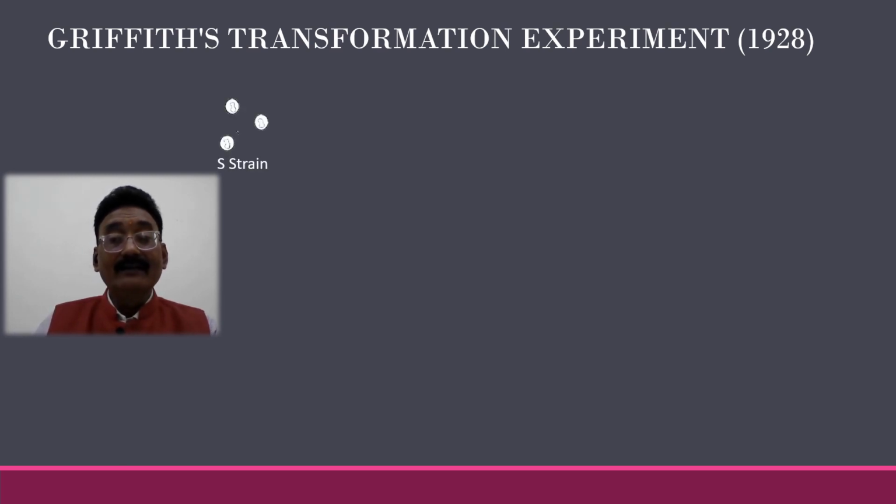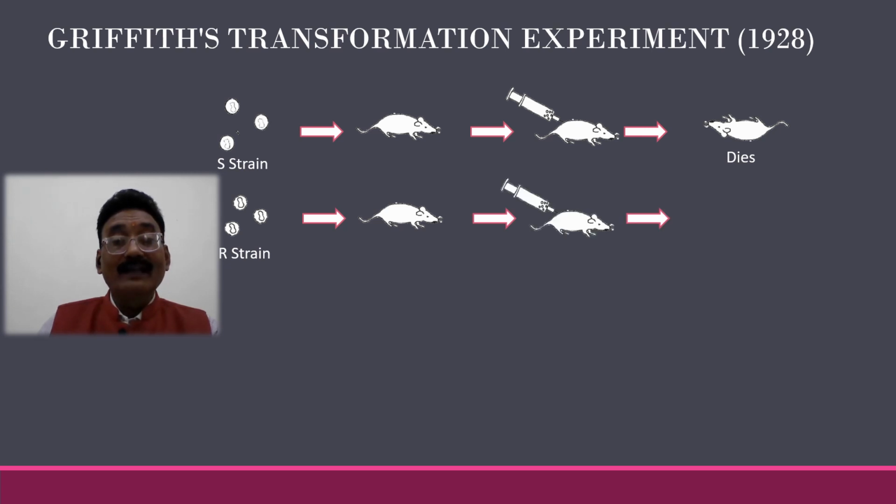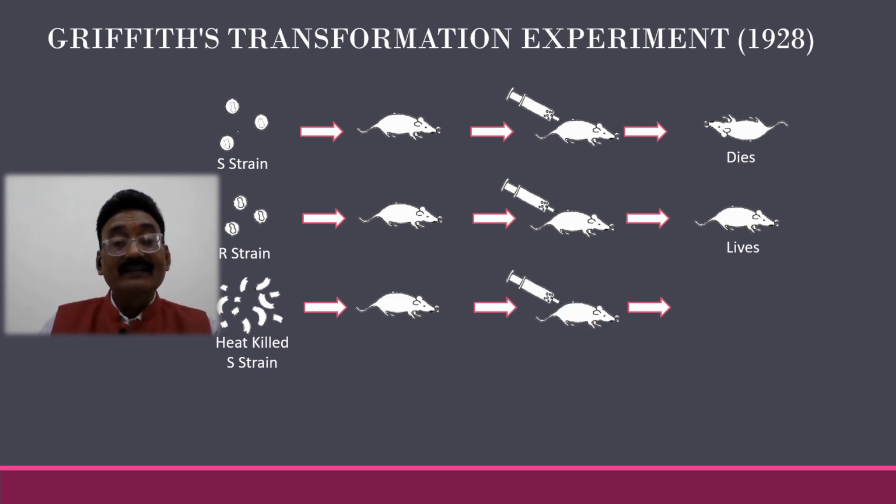You can see here in the graphics that when the virulent S strain was injected into live mice, the mice died. When the non-virulent R strain was injected into the mice, he found that the mice stayed alive. When he heat-killed the virulent S strain, which retained the shape of the bacteria, and injected the mice with it, he found that the mice were alive.